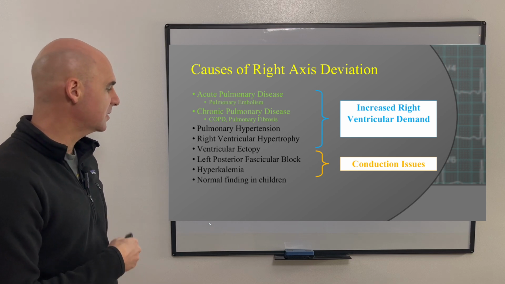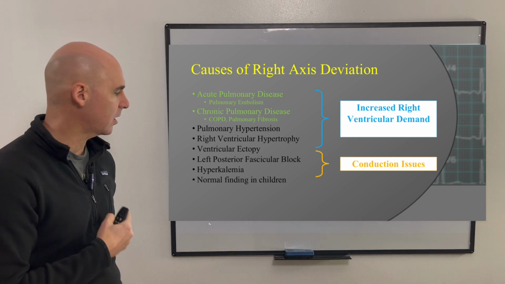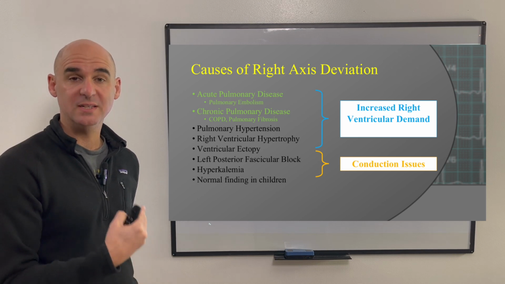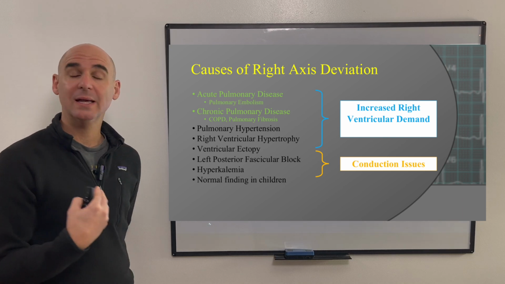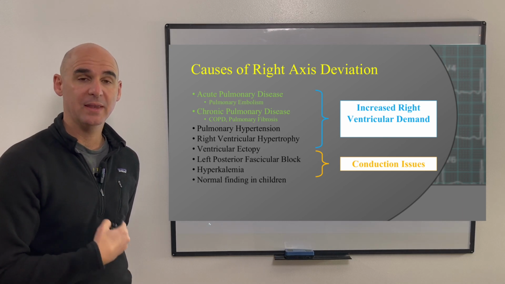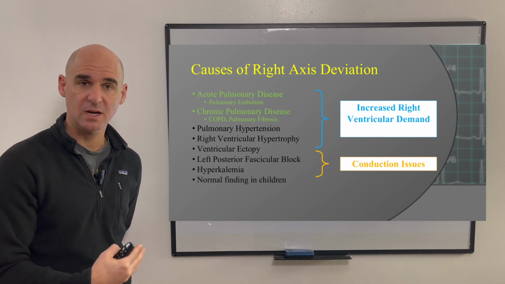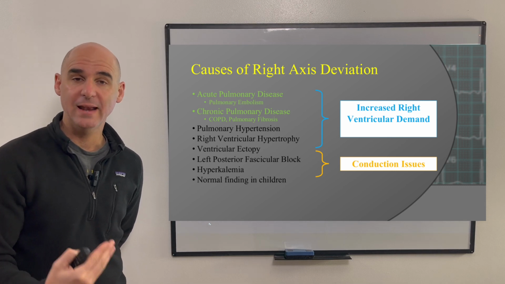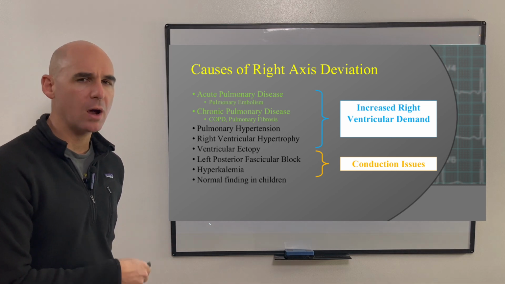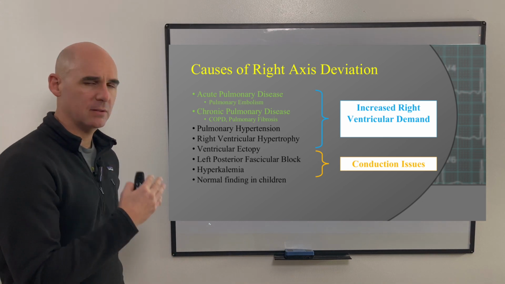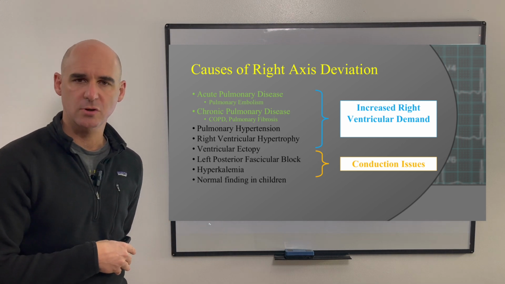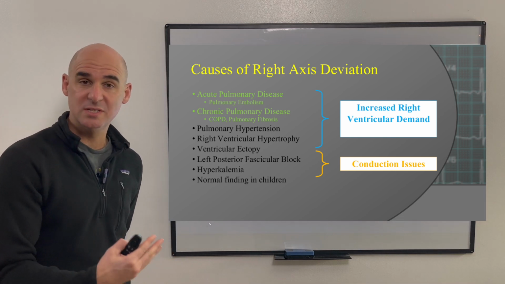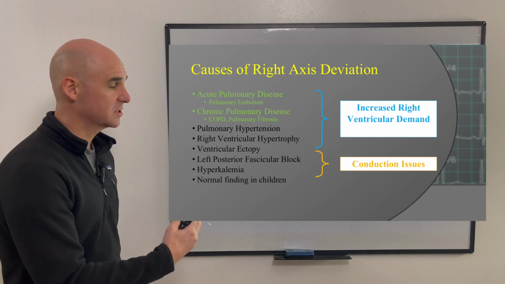And then we can also have some conduction issues. We can see a blockage where the left posterior fascicle, one of the fascicles of the left bundle branch, is no longer conducting, and that can cause right axis deviation. Hyperkalemia, especially as potassium gets higher and higher, can cause conduction issues, and one of those common conduction issues with hyperkalemia is right axis deviation. And as I said, it can be a normal finding in our younger children and younger population. So those are all causes of right axis deviation, but I would say 90% of the time it's going to be because of increased right ventricular demand, typically from pulmonary issues or something like a pulmonary embolism. The conduction issues we do see, but it's a little rare, and we will talk about those in some further videos as well.